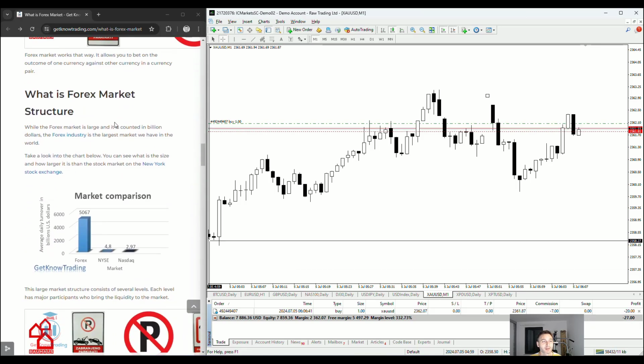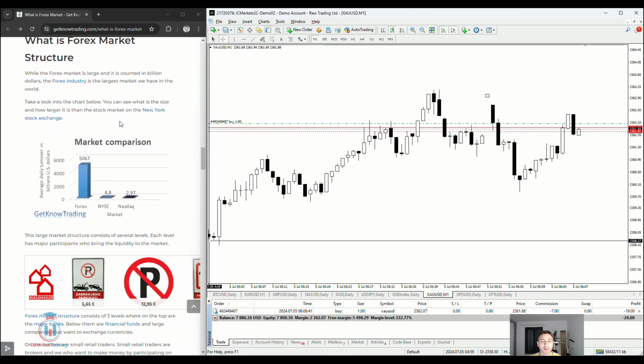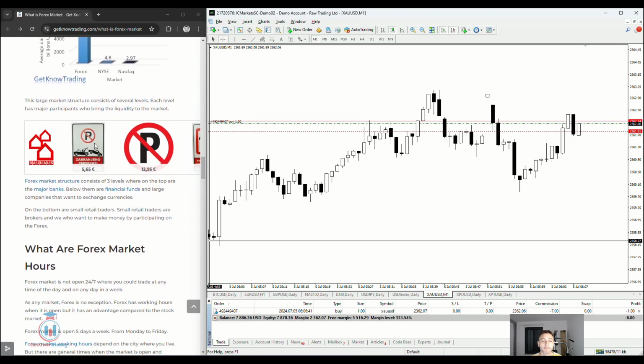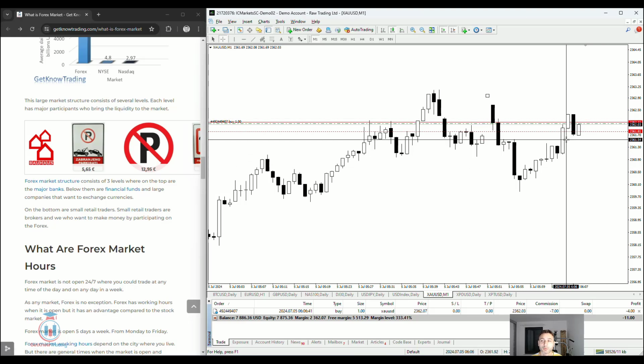Now, what is the Forex market structure? You can see that the market on the Forex is pretty large, and you can see the daily turnover on the Forex market compared to the stock market for the New York Stock Exchange or Nasdaq. You can see the difference is 1,000 times bigger than the stock market. So what is the market structure? What is behind that? Well, behind the market structure on the Forex are the banks and the funds that are exchanging lots of money, and they are trading on the Forex market just like we small traders are doing.